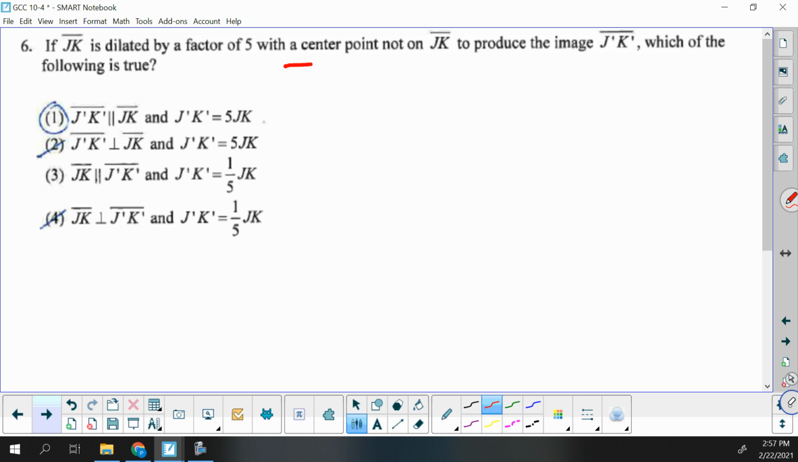So our center of dilation is not on the line, so it should create a parallel line. So that gives us choices 1 or 3. And if we're dilating by a scale factor of 5, the image should be 5 times the original. So 5 times the original JK should equal our image, so that's why we'd have choice 1.